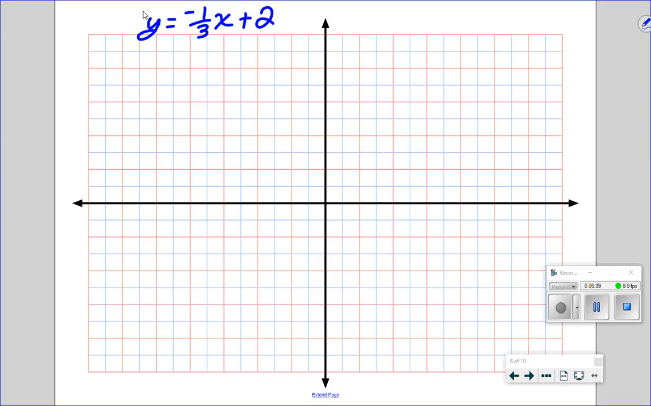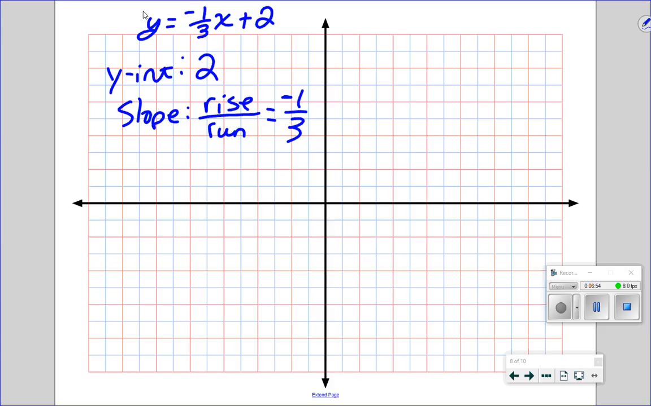y equals -1/3 x plus 2. So in this case, my y-intercept is 2, and my slope, or my rise over run, is -1 over 3. Now this time I'm going to have to pay attention because my slope is negative. That means I'm going down instead of up, but I'm still going to start with the y-intercept. The y-intercept is +2. That means it crosses the y-axis at +2 right there. That's your y-intercept. And then we're going to use the slope to get from one point to the next.